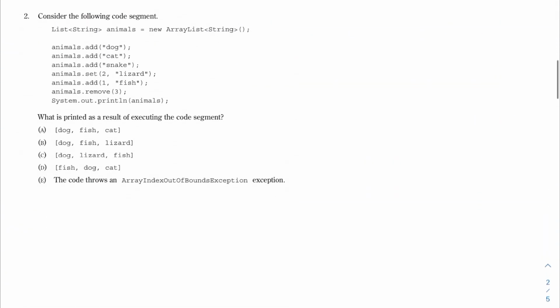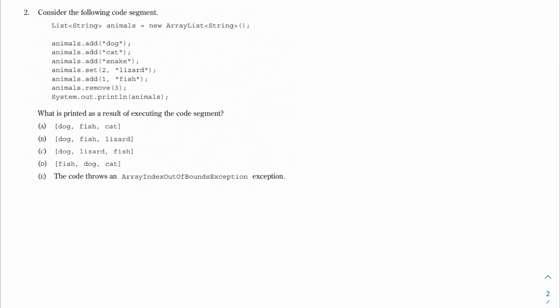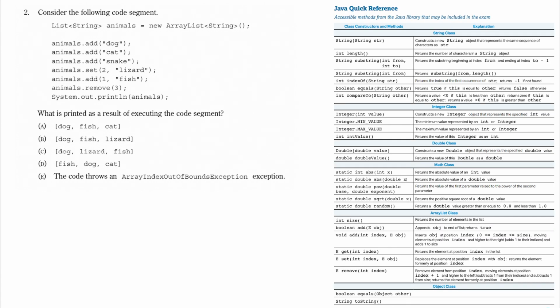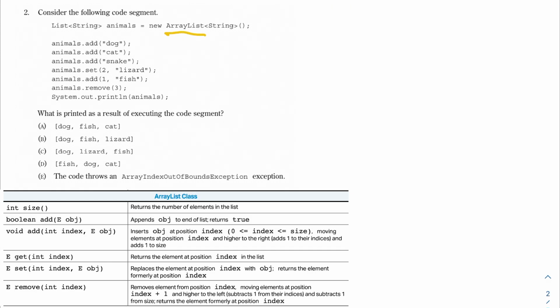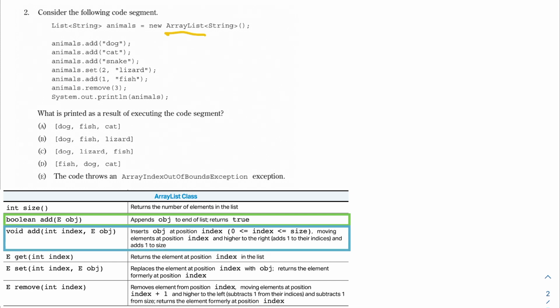It says, consider the following code segment. So we're creating a list of animals, and then we're adding stuff, we're setting something, and then we're adding, and we're also removing as well. So remember with these problems, you also have the Java quick reference. Specifically, we're going to be wanting to look at the ArrayList quick reference methods. We're adding a few things. Remember, there's 2 different add methods within the ArrayList class. The first one, you just add it to the end of the list. You don't specify an index. The second one, you do actually specify an index.